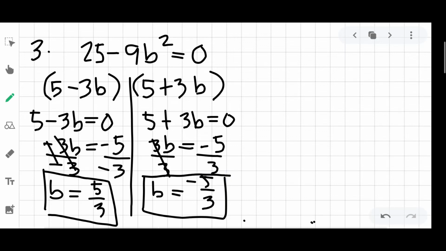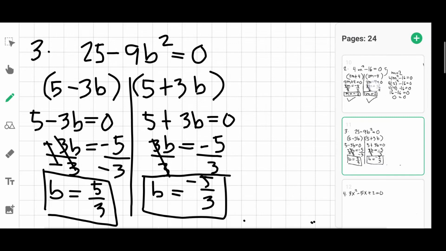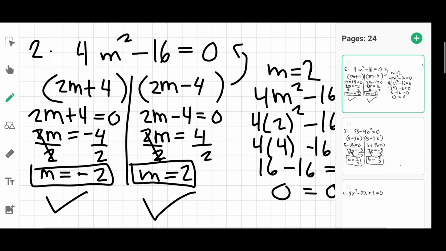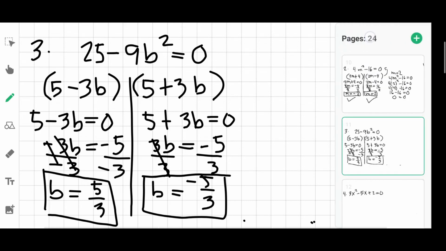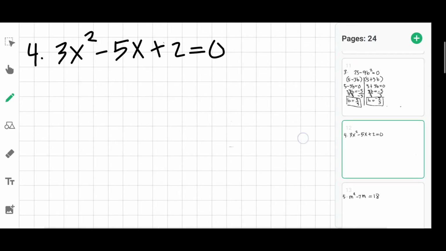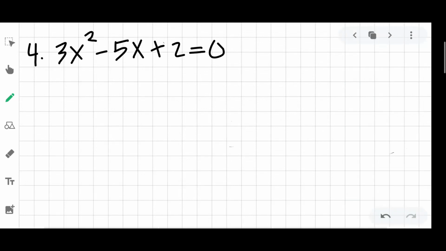Kung gusto nyo siyang i-check, gagawin nyo lang din yung ginawa natin dito sa second example. Pero, okay na to. Ito na yung mga sagot for our example number 3. Para naman sa example number 4, we have 3x squared minus 5x plus 2 equals 0.